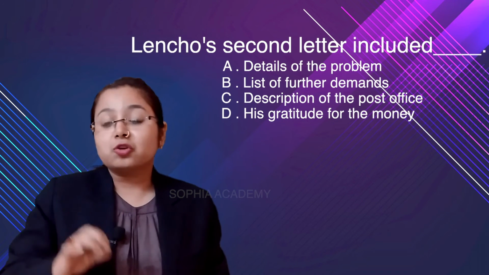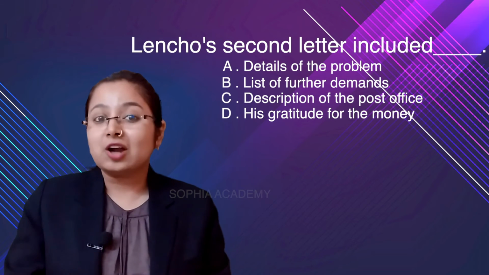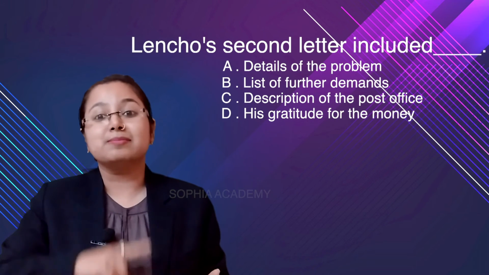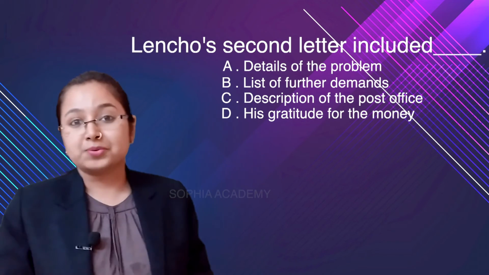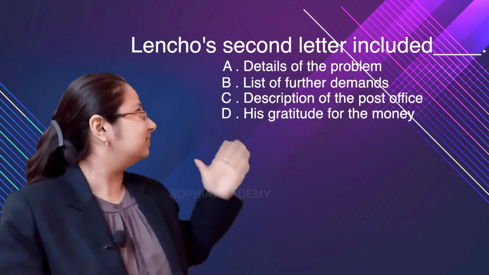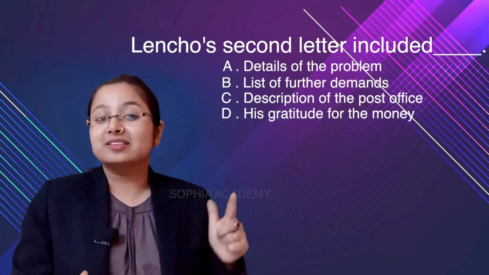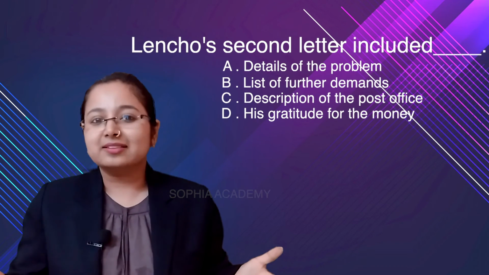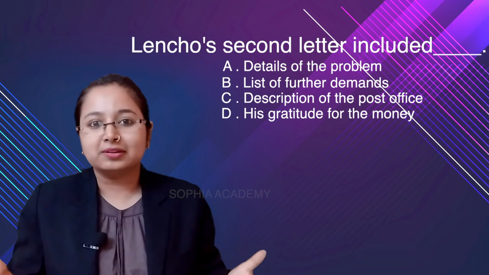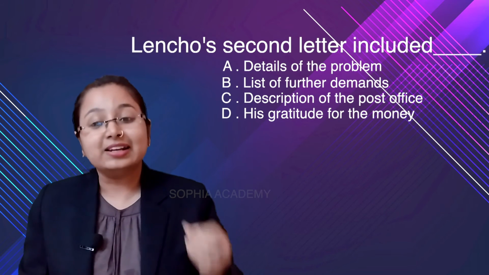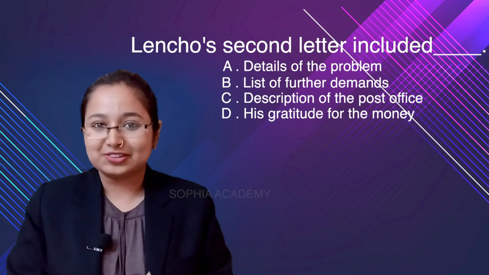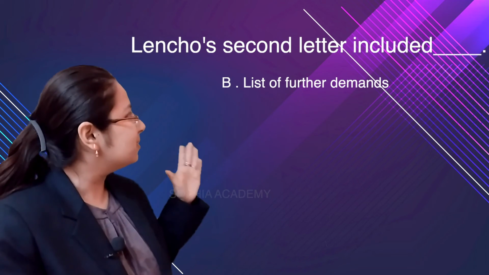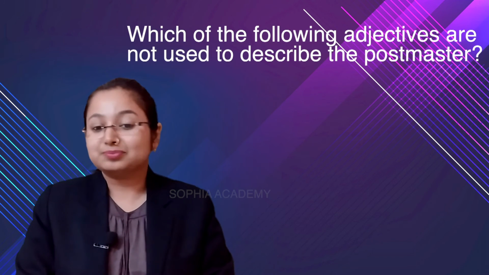Option B, list of further demands. See, he got how much? He got 70 pesos, but he demanded 30 pesos more. So this will be the correct option, that is option number B. But let's see the other 2 options also. Description of the post office. He didn't describe the post office, so this will not be there. And option number D, his gratitude for the money. He was not at all grateful for the money he received. So the correct option will be option number B. Okay. Now let's move to the next question.